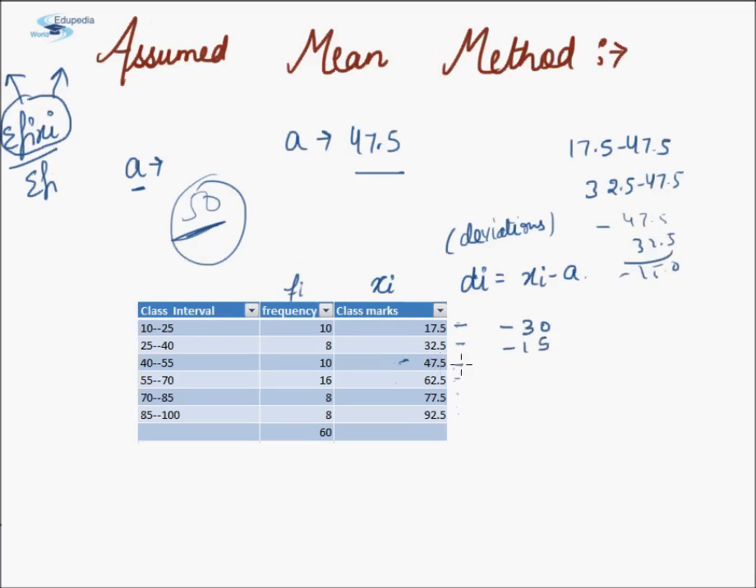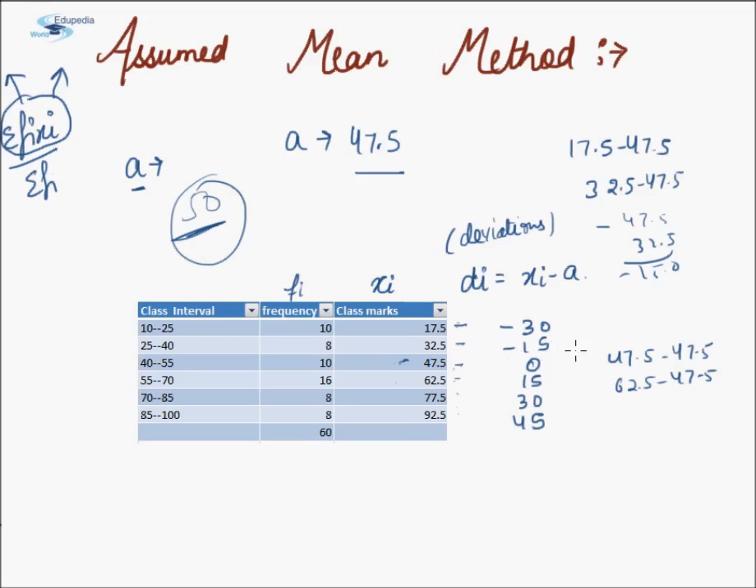Similarly, for this column it will be 47.5 minus 47.5, so it will be 0. For this column it will be 62.5 minus 47.5, which will be 15. So if we work upon all the deviations, the next deviation will be 30 and the other deviation will be 45.